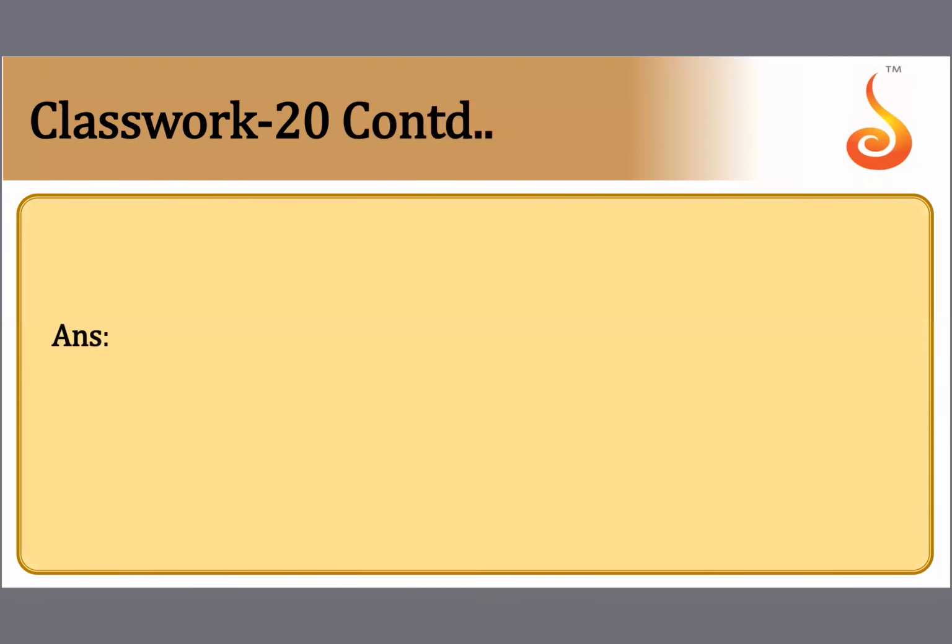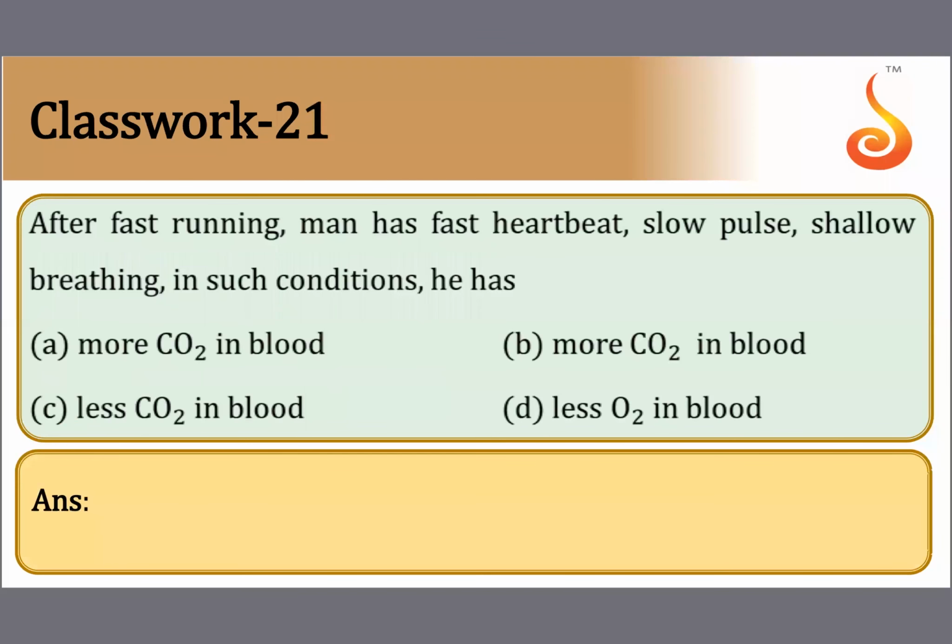A fast running man has a fast heartbeat, a slow pulse, a shallow breathing. In such conditions, his heartbeat is very fast, but his pulse is slow. That means the blood is not passing very efficiently through his blood vessels, and his breathing is very slow. So something is wrong with his health then. So what do you think is the problem here? After fast running, a man has fast heartbeat, slow pulse, and shallow breathing. In such conditions, he has.